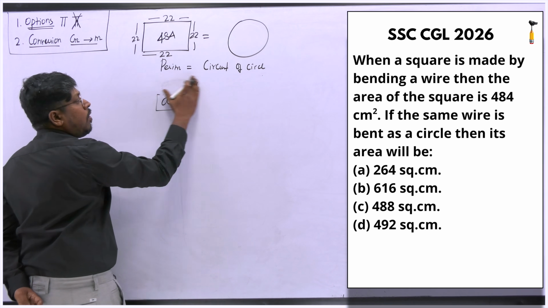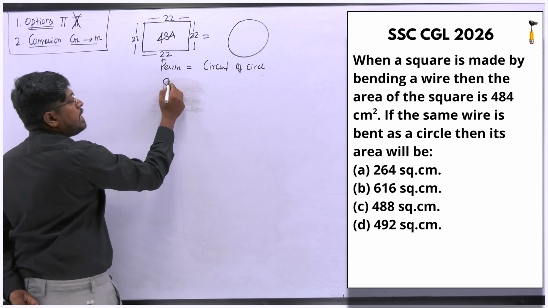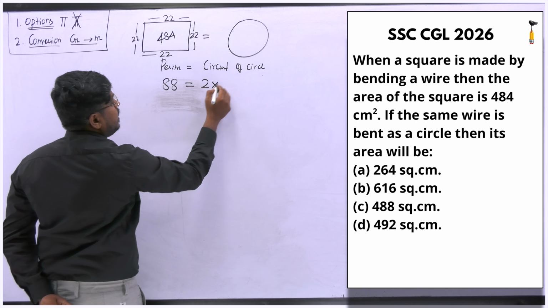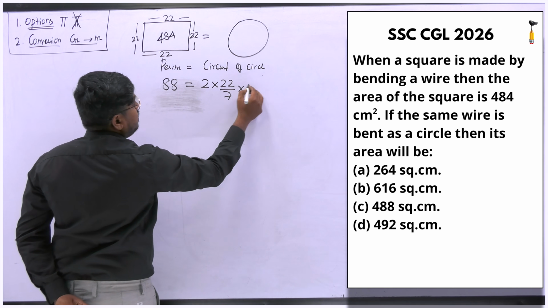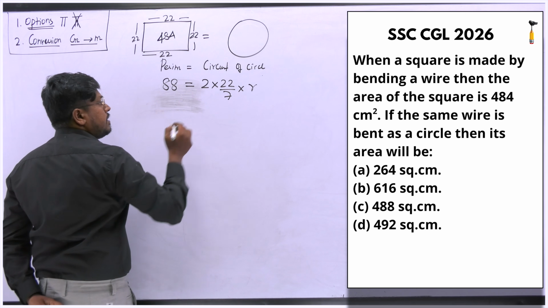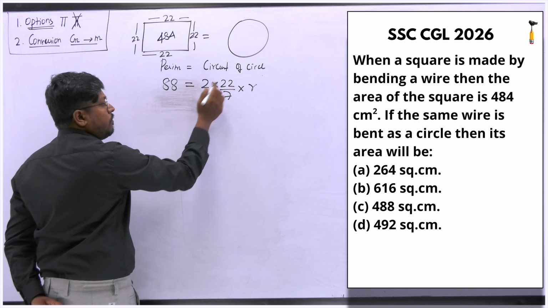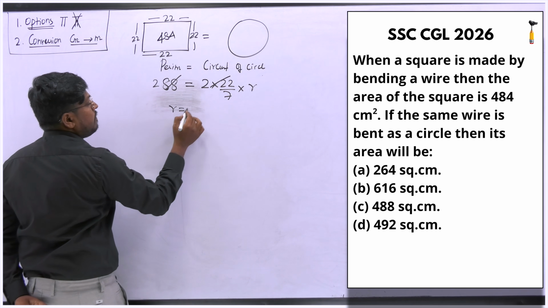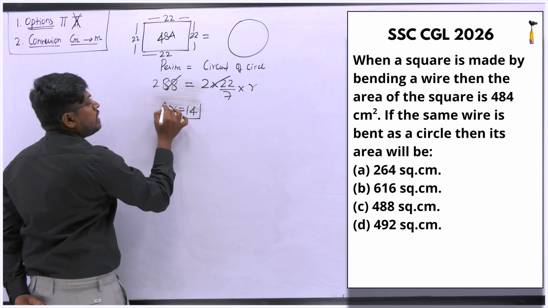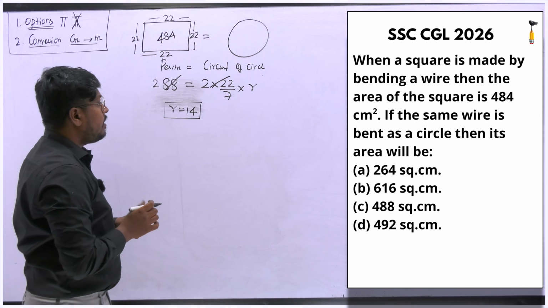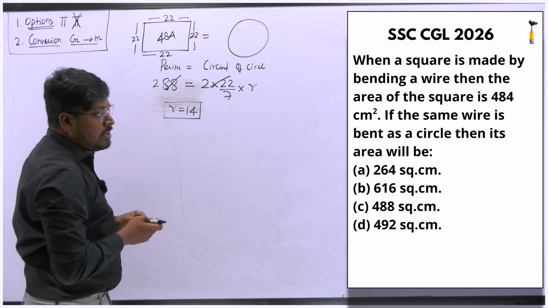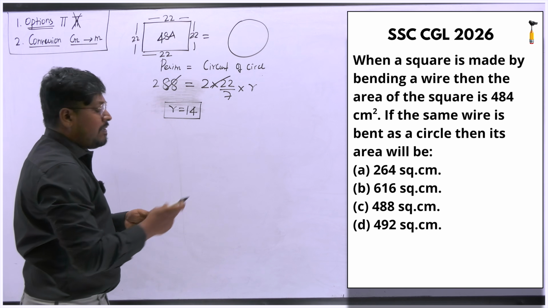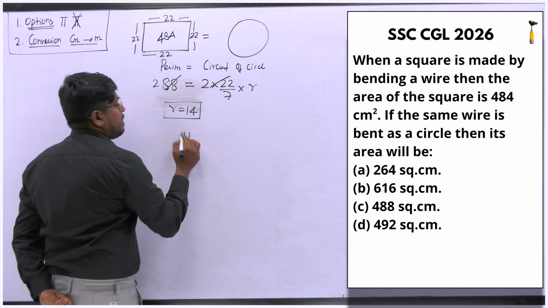So the perimeter of the square will be 88, which will be equal to the circumference of the circle, 2 into 22 by 7 into r. So we can cancel it. 22, 2, 44. So 44 will be 2 times. So the radius will be 14. So finally we got the radius of the circle as 14. According to the question, our target is to find the area of the circle, which is pi r squared.